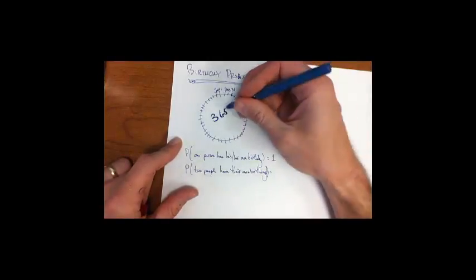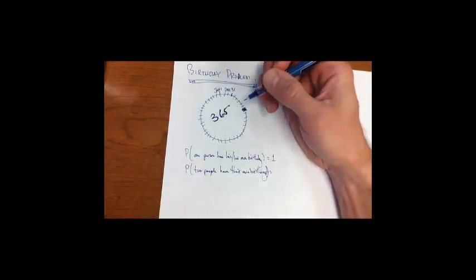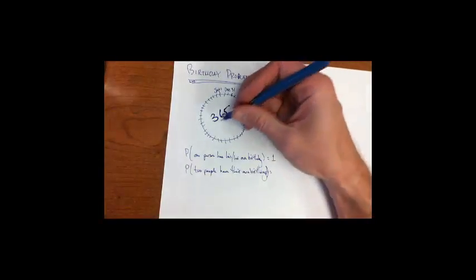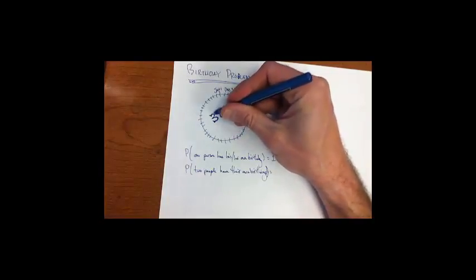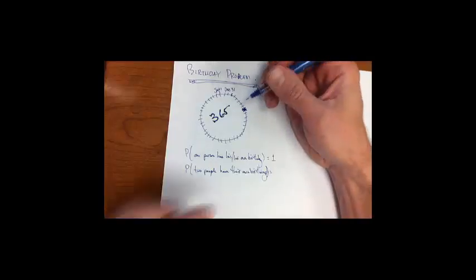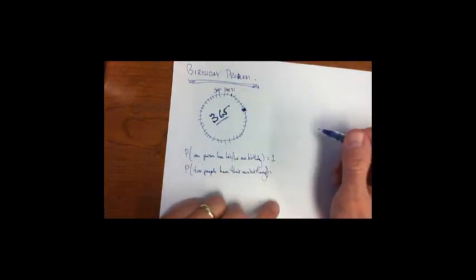But oftentimes, this is what people do. They make assumptions that'll simplify our calculations, but we could certainly do it including people born on February 29th. It would just make the solution a little bit more difficult to work out. So we'll assume that there are 365 days in a year.